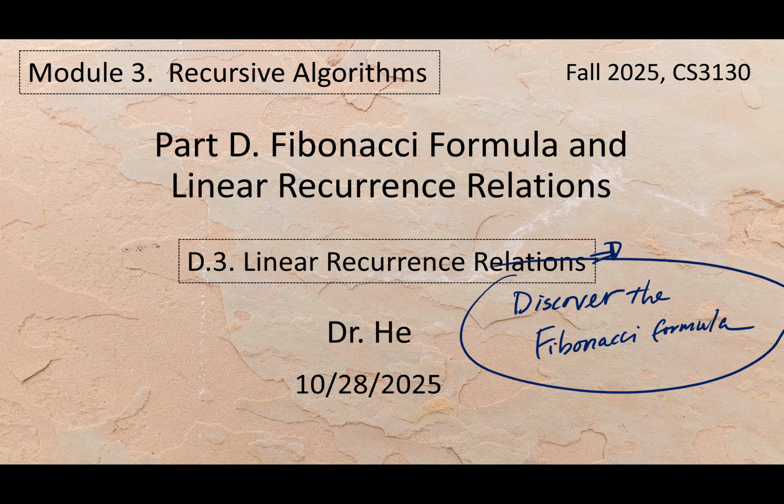You cannot assume you already know the formula. In a real world situation, you cannot assume you know the final result. So in a real world situation, you need to discover the new result. That's the hard part, because the discovering step is always the hardest step. The verification step is much easier than the discovering step.